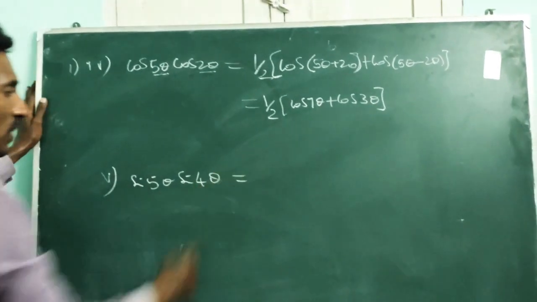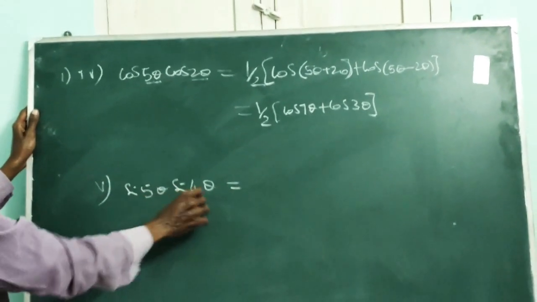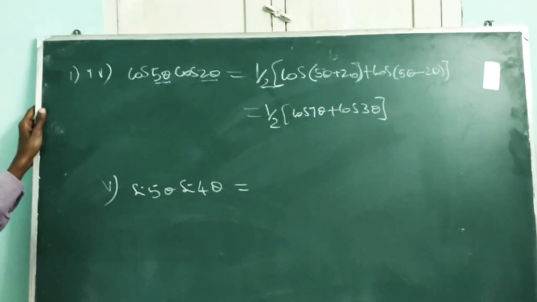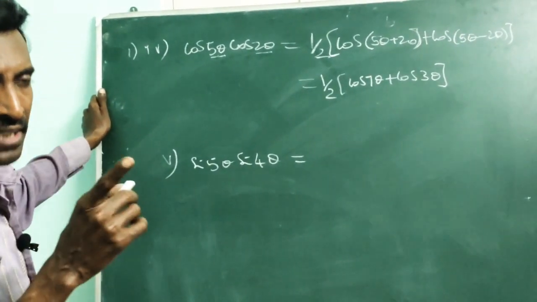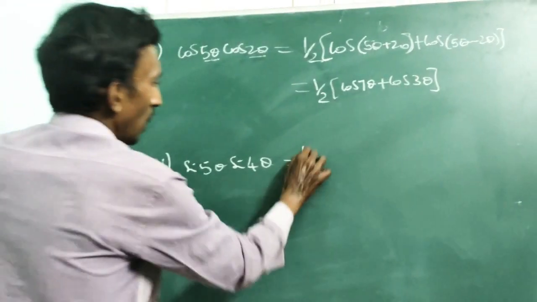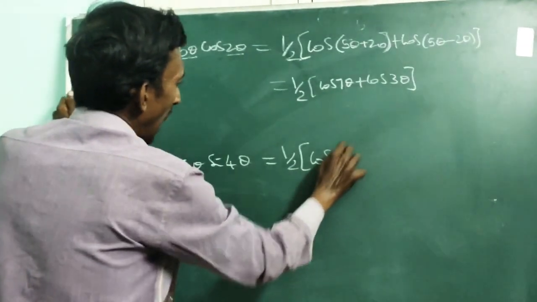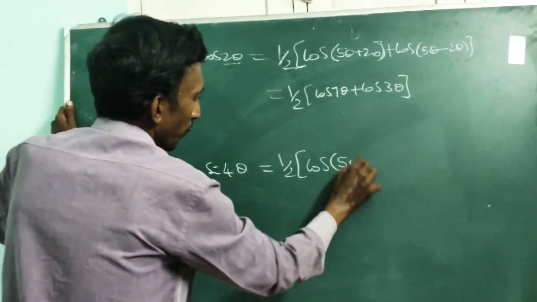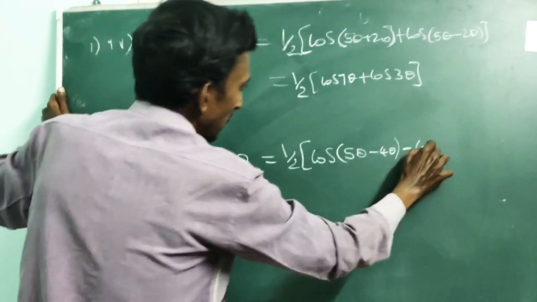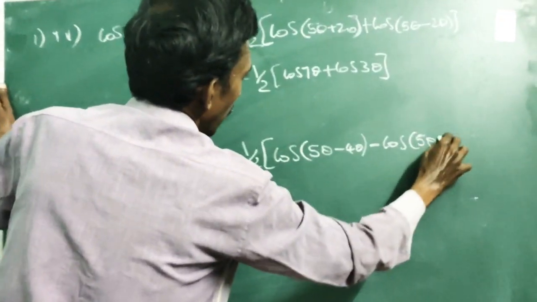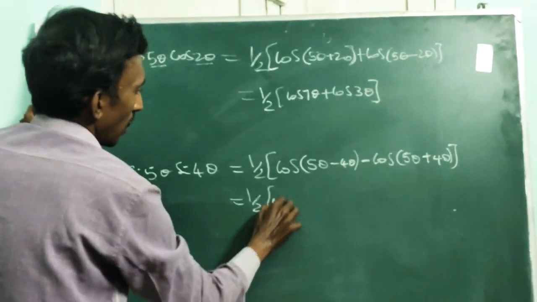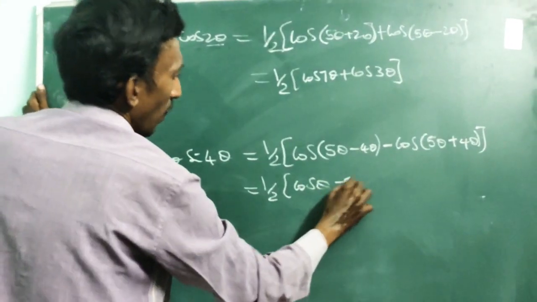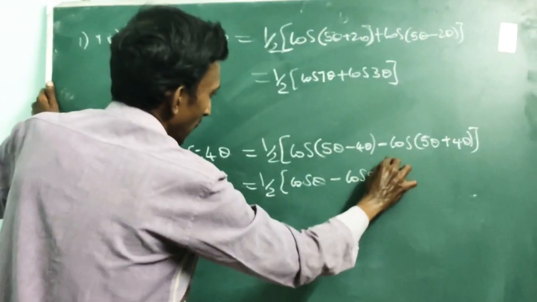Next one, fifth subdivision, it is of the form sin A sin B. So it is 1 by 2 [cos(A minus B) minus cos(A plus B)]. So 1 by 2 [cos theta minus cos 9 theta].